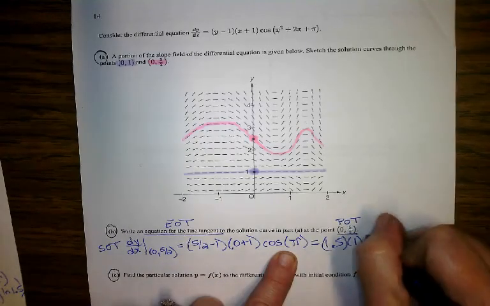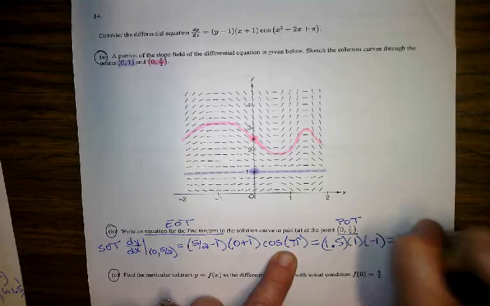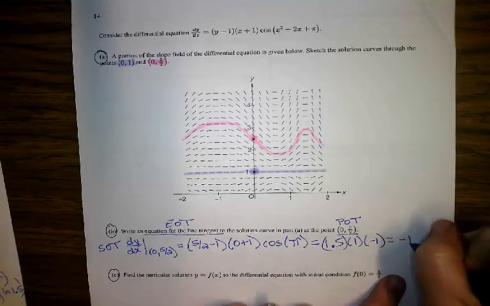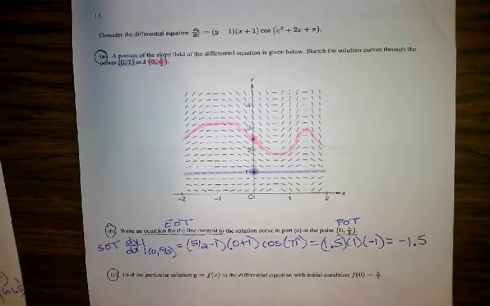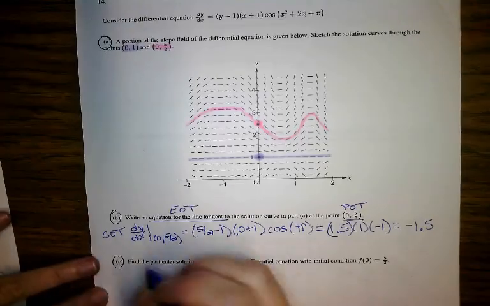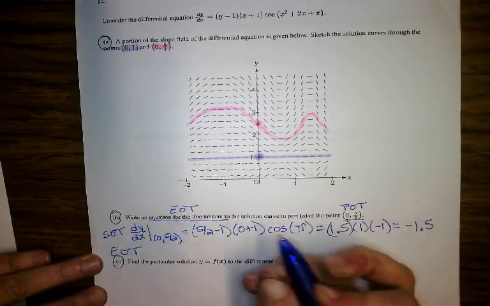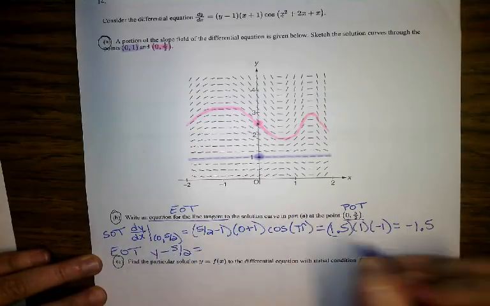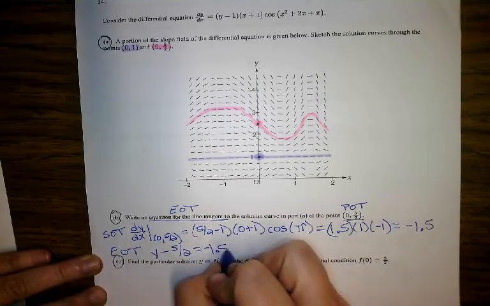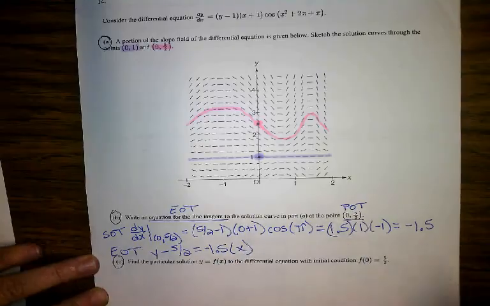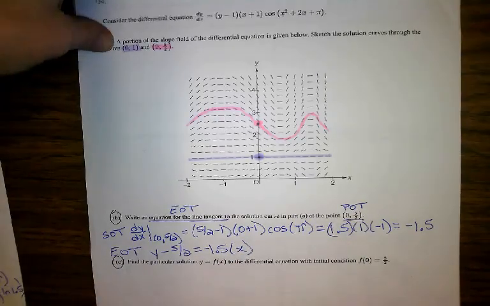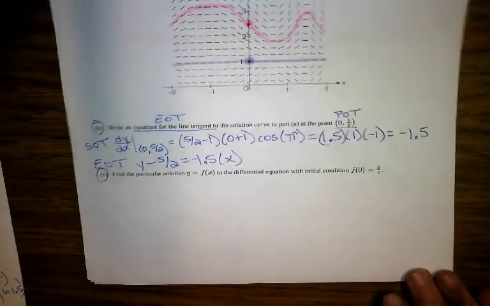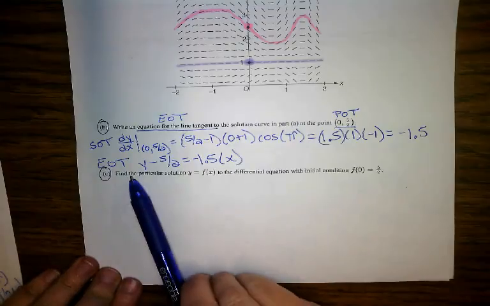Okay, so now I can write my EOT. Y minus 5/2, -1.5 x minus 0. And the final question. We've done these a million times, but we're going to do it one more time. This one looks like a crazy one, so let's see how this one comes out.